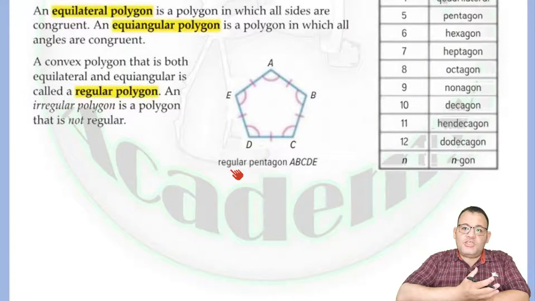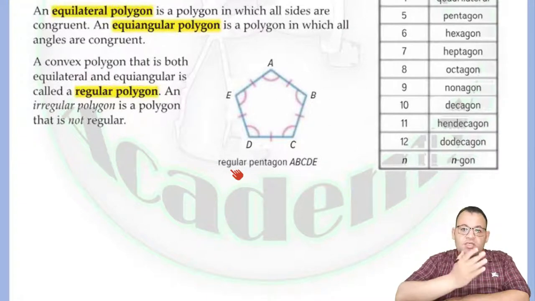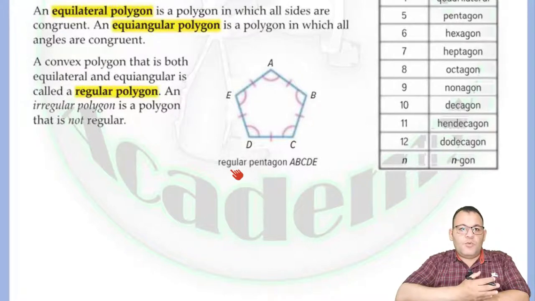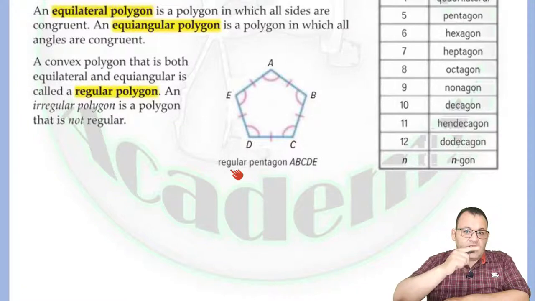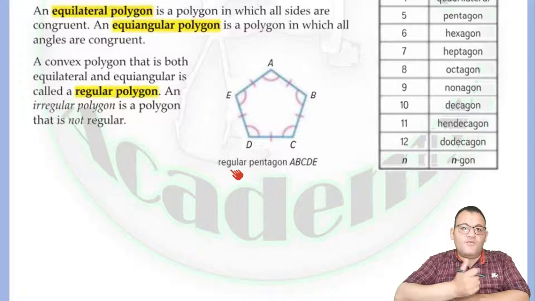We have a new definition for this lesson. It's called a regular polygon. What is the meaning of a regular polygon? A regular polygon is any polygon in which all sides are equal in length and all angles are equal in measure. You can find the regular polygon for the triangle in the equilateral triangle. You will find that all sides are equal in length and all angles are equal in measure. You can find it in quadrilaterals in the square. All sides of the square are equal in length and all angles are equal in measure.